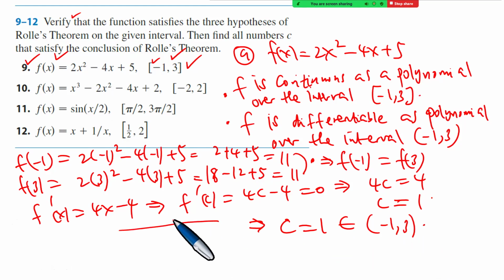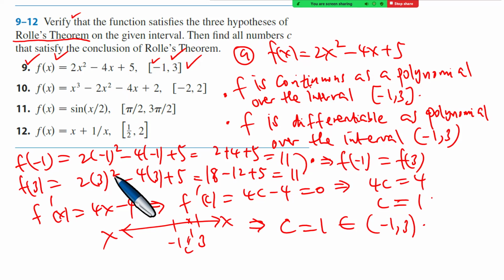We can look at that on the number line: here is minus 1, here is 3, and therefore the number 1 is sitting there. And this is our number c between minus 1 and 3. And then we're good. So what do we call this theorem? This theorem, very important when it comes to graphs and functions, is called Rolle's theorem.